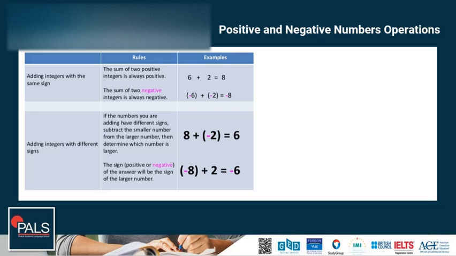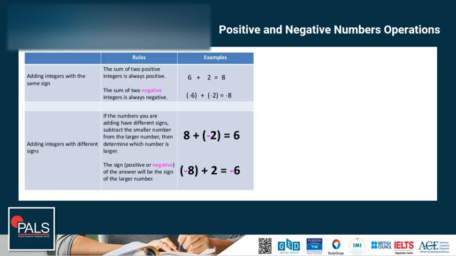Now the second rule is adding integers with different signs. When you are adding numbers with different signs, simply subtract the smaller number from the larger number and copy the sign of the larger number. Like for example, 8 plus negative 2 is equal to 6. You subtract 8 minus 2, which is 6. Then since 8, the larger number, is positive, the sign of the answer is also positive.